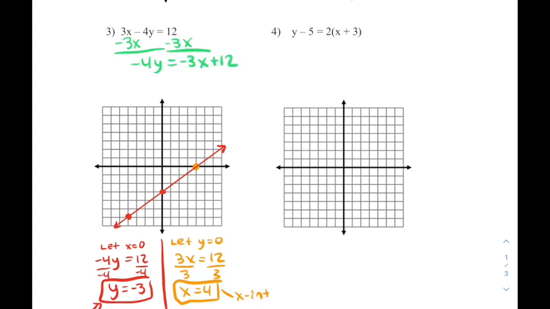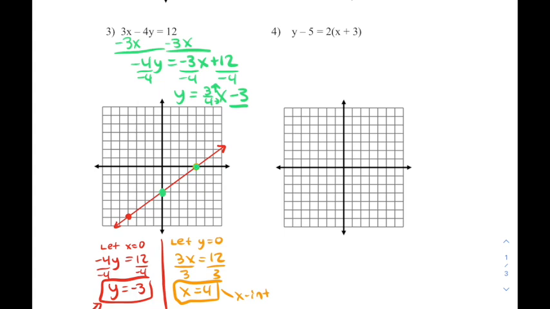I could use slope-intercept form. So I have y equals 3/4 x minus 3, which would tell me my y-intercept is at -3, which is the same as what we found with the other method, and I should go up 3 and right 4, which would put me right on that other point that we found using the other method.